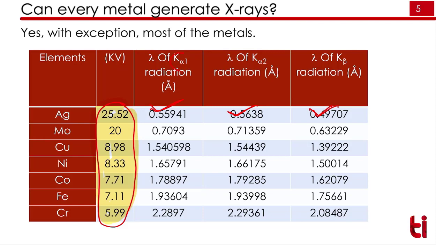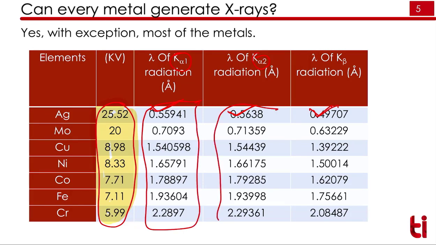K alpha 1 and K alpha 2 are the inner subshell transitions between those energy levels. You can see the values of this wavelength are around 0.5 to 2 angstroms, and here also 0.5 to 2 angstroms. So it perfectly matches the lattice parameters of our crystals. That's why we can use X-rays for crystal structure determination.